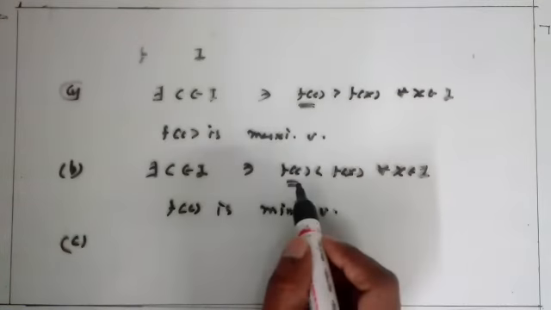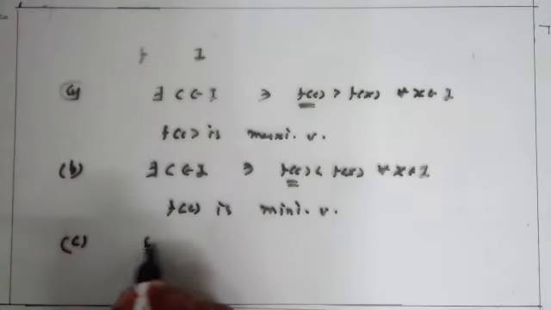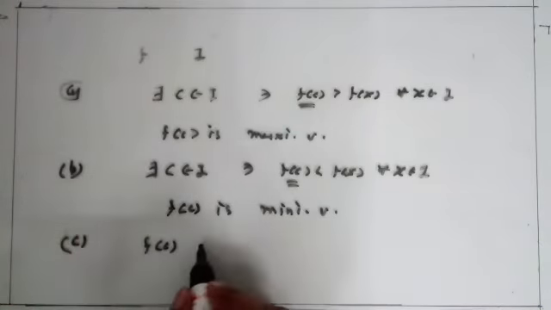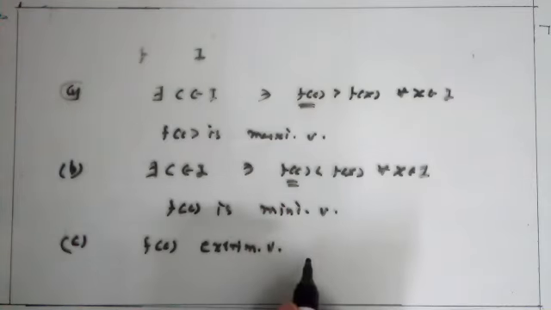And C, if f has minimum or maximum value in I at C, then f(c) is called extreme value. Extreme value. Okay?